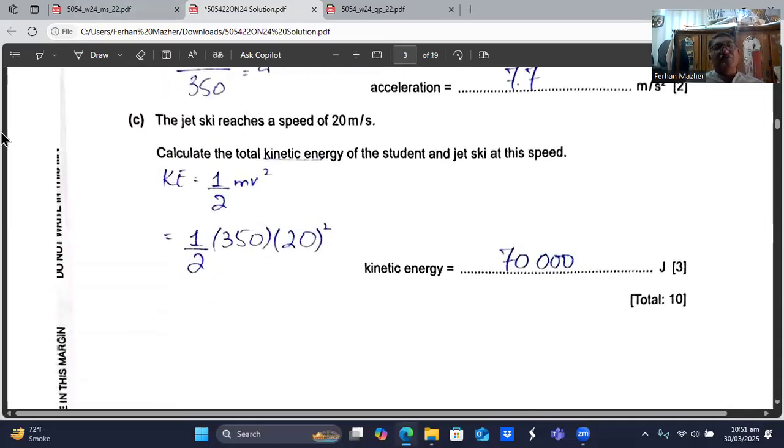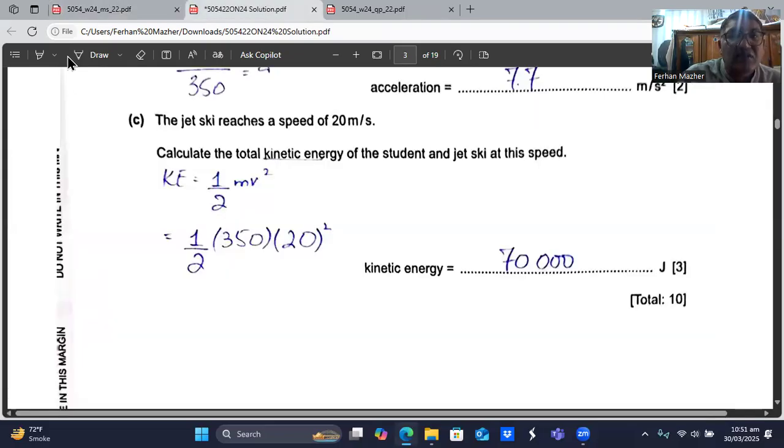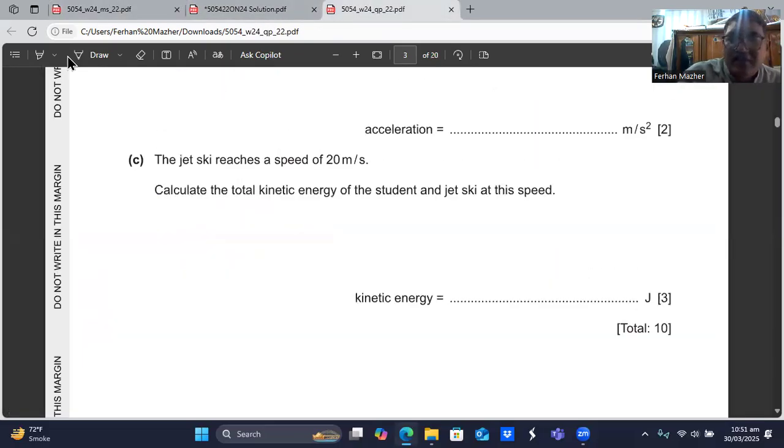So 1/2 times 350 times 20 squared. So that will be 70,000 joules. 70,000 joules is the answer. You can see we have used this formula, 1/2 mv squared, and we have found the kinetic energy, that is 70,000 joules. Very easy peasy.